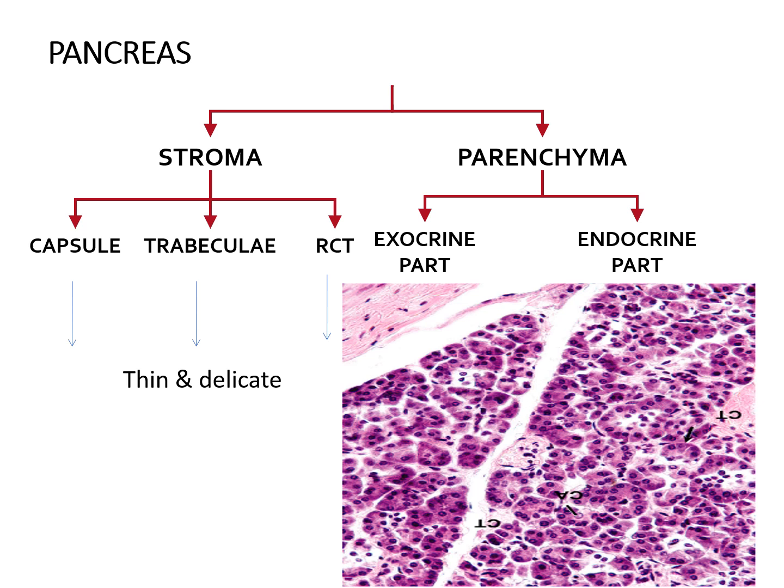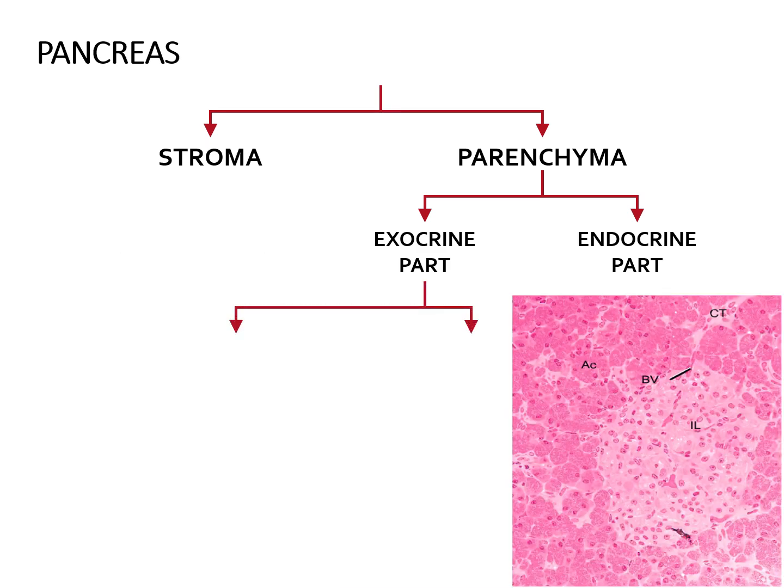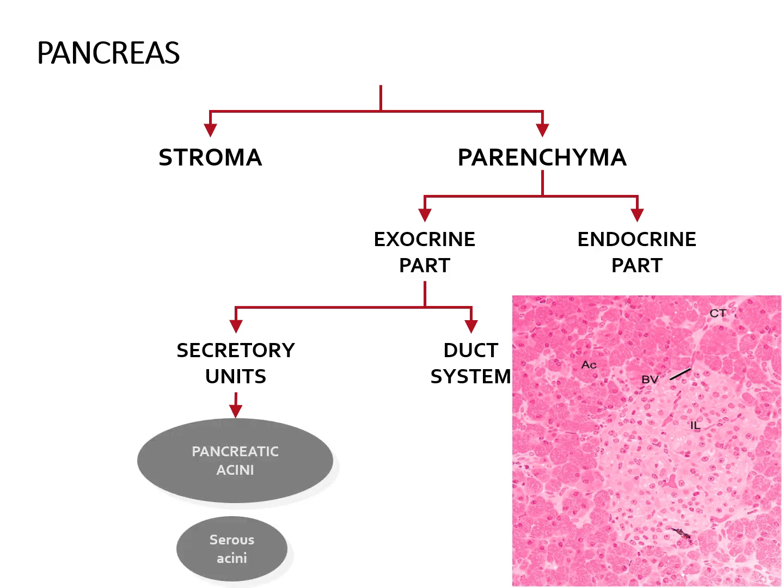As regarding the parenchyma, we was having exocrine part and endocrine part. Exocrine, we mentioned before, is formed of two parts, which is secretory unit and part which discharge its secretion, which is the duct system. Secretory unit was called pancreatic acini, which is a serous acini and secreting digestive enzyme. Let's talk about what about the endocrine part. The endocrine part was called islet of Langerhans and producing hormone.